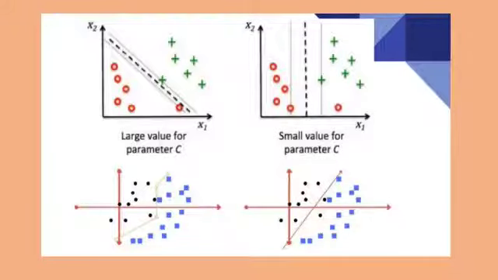The first two diagrams show that when C is large, the margin of the hyperplane will be small. Then when C is small, the margin of the hyperplane will be large. In this case, misclassification is possible. Then in the below diagram, when C is large, there is a chance of overfitting. When C is small, there is a chance of underfitting, as shown in the figure.